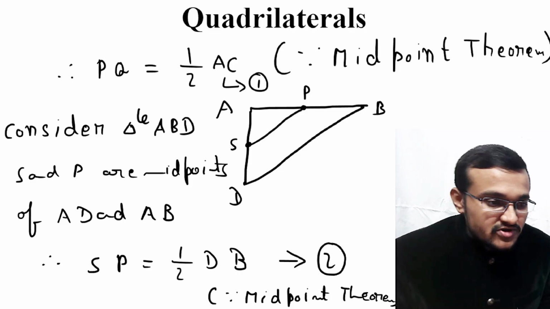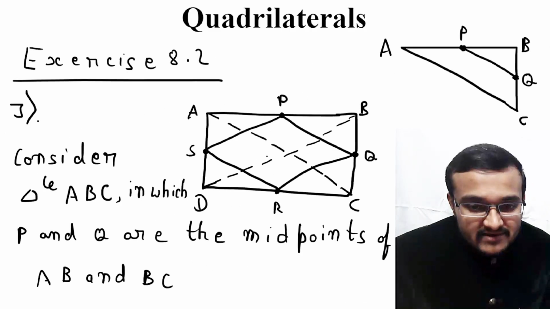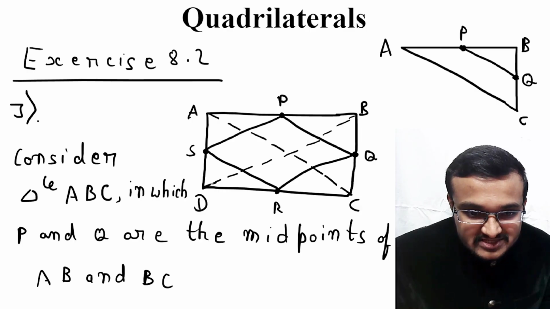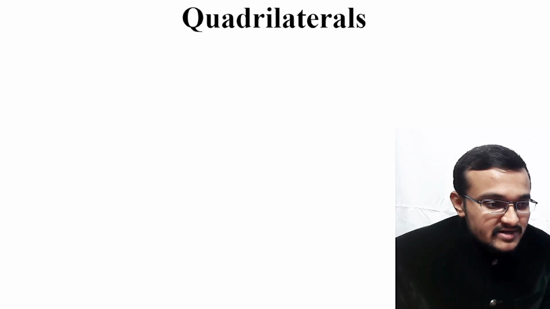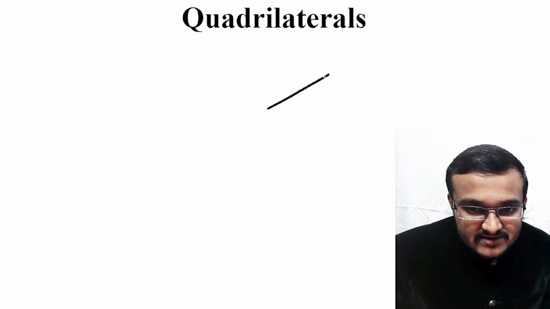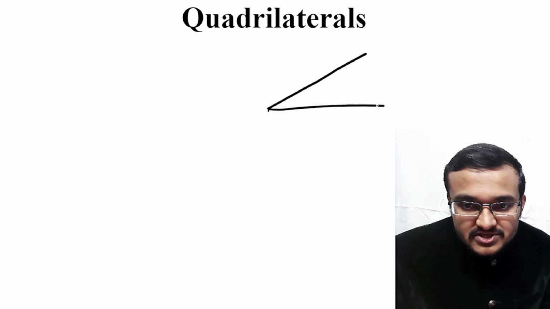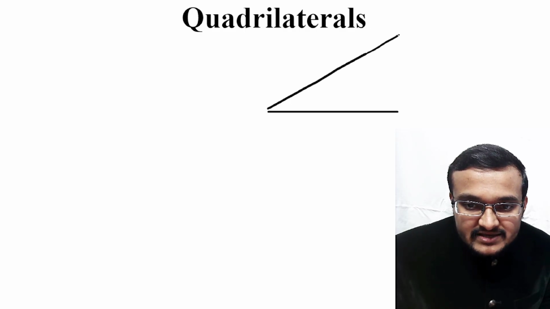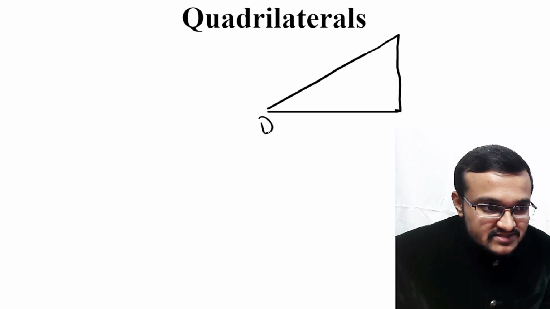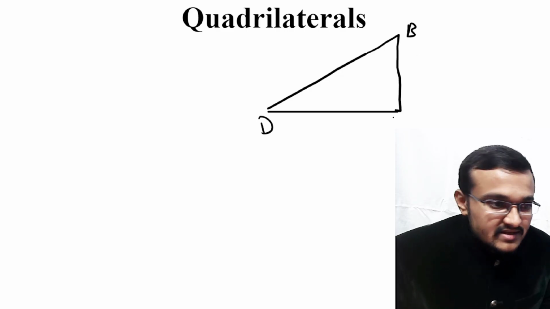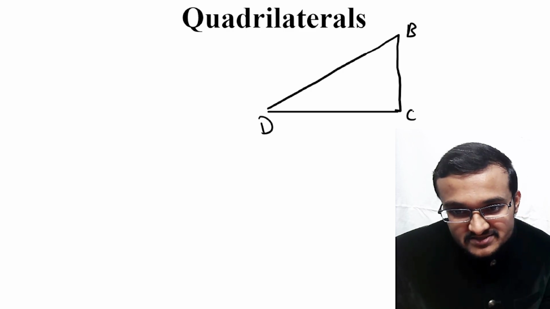So now we have SP is equal to half DB. Now I will consider this lower triangle DBC by considering DB as the diagonal. So let me draw DBC triangle here. So here we have DBC as the triangle. So here this is D, this is B, and this is C.